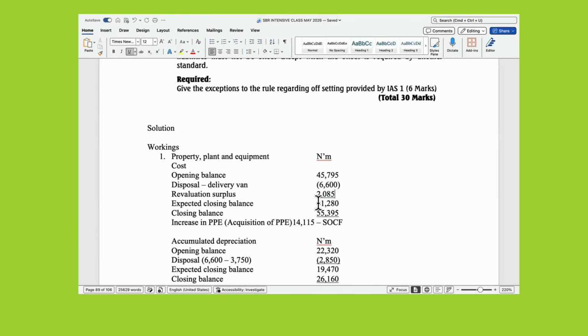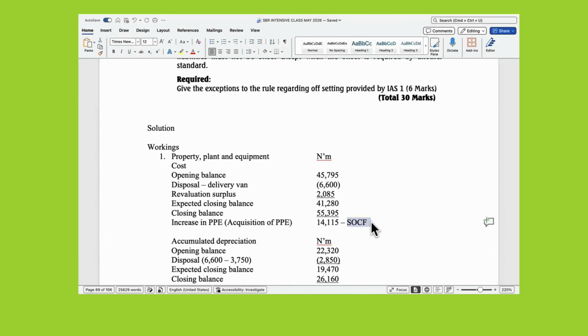So if I accumulate these three, I'm expecting my closing balance of my cost to be 41,288. But was it 41,280? No, it wasn't. From the schedule given to me, the closing asset was 55,395, meaning my asset increased. What will have caused the increase? Only one thing: acquisition of assets, meaning there was an acquisition of PPE.